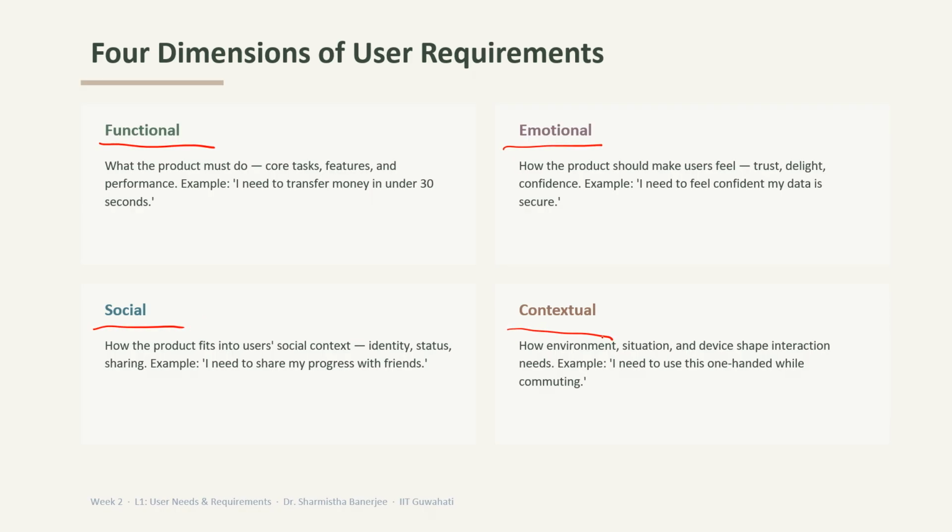So the functional requirements are what the product must do, the core task, the features and the performance. So I need to transfer money in under 30 seconds. That is the functional requirement if you are trying to use, let's say, mobile banking facility or UPI in the Indian context. The emotional requirement, how the product should make users feel.